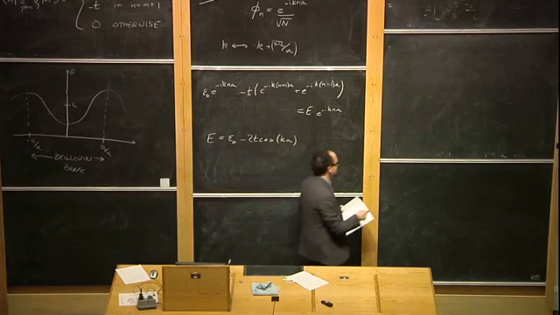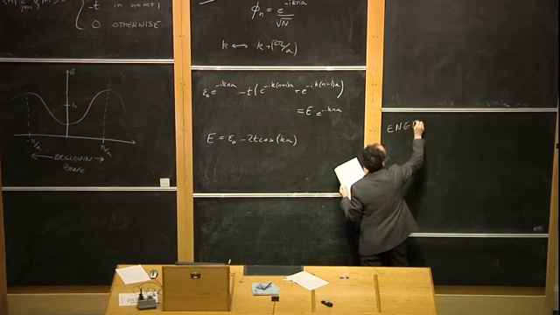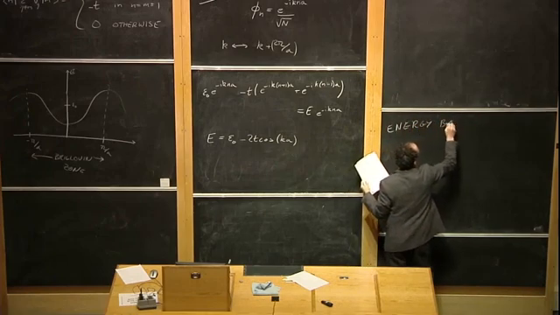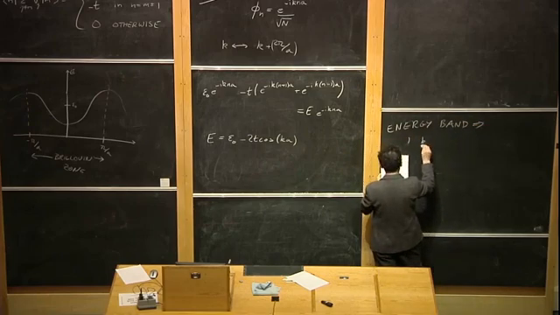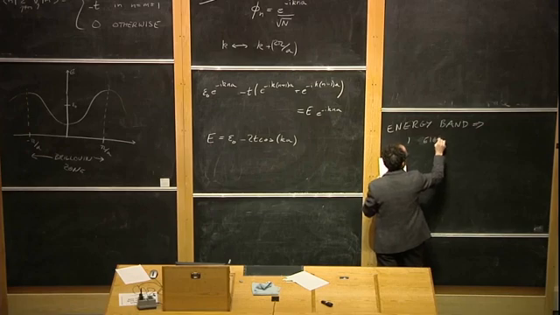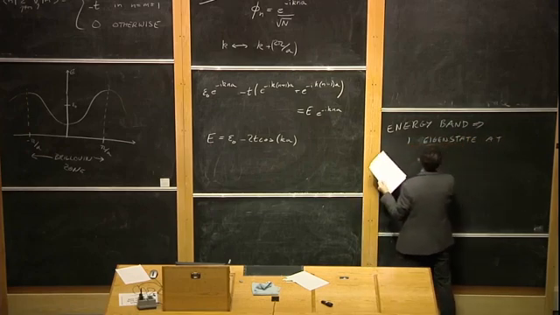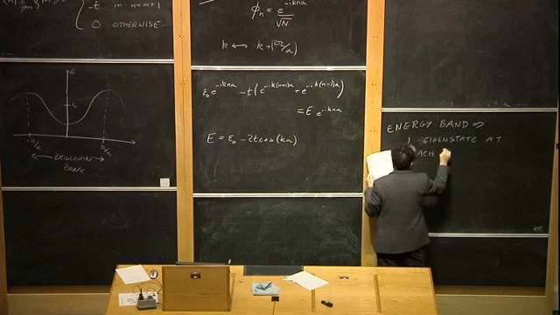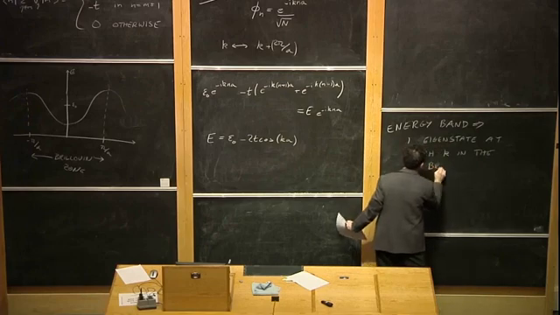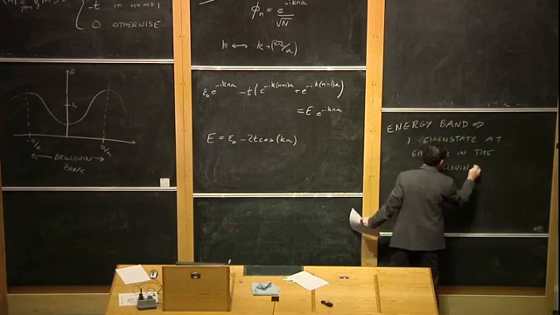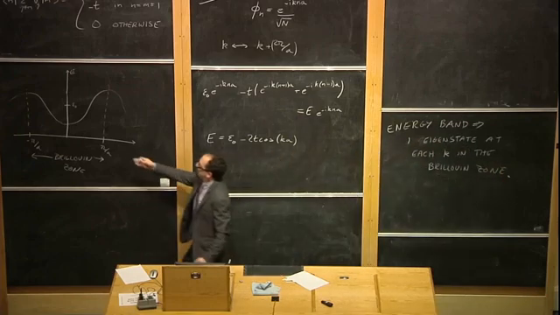Maybe I'll put it over here. An energy band means one eigenstate at each k in the Brillouin zone. So here we've drawn an energy band.